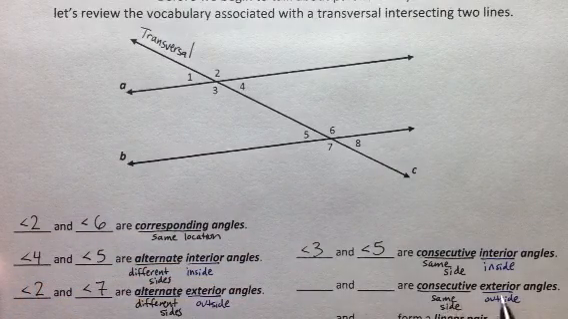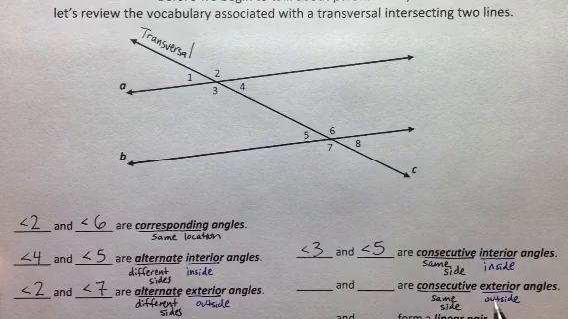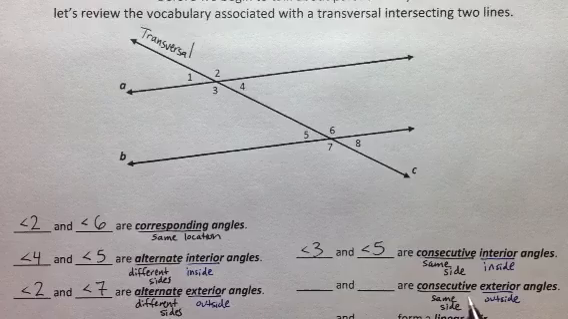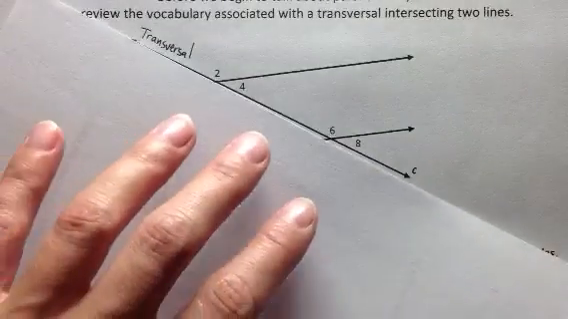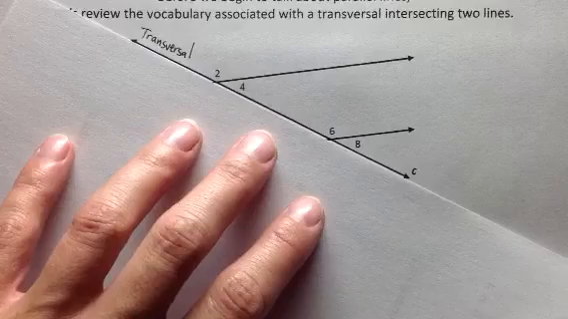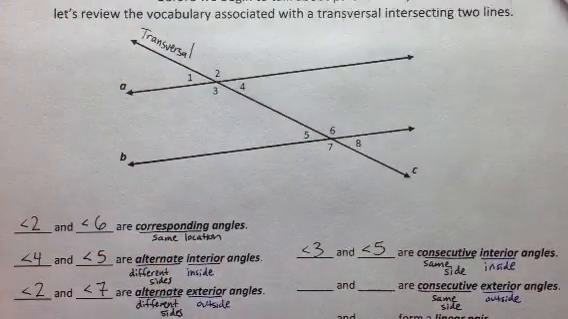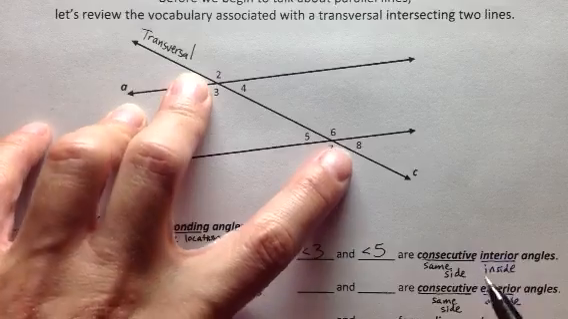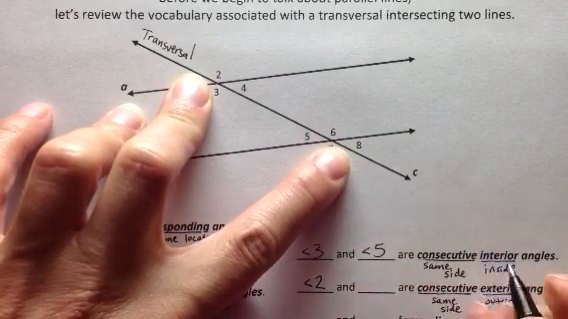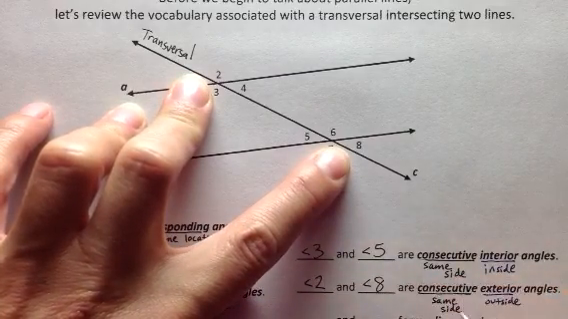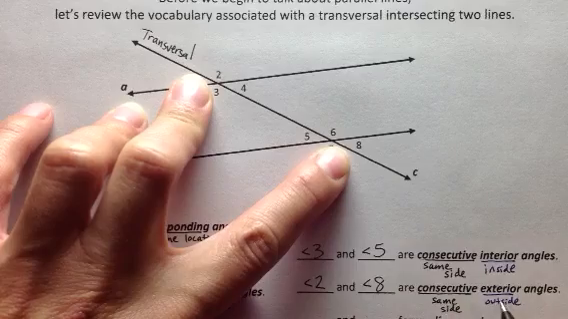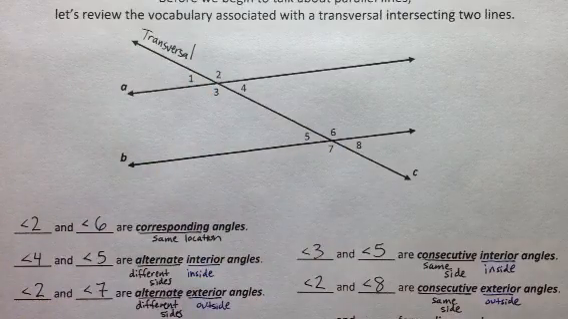Okay, consecutive exterior angles, this time we're doing the same side, still looking at exterior. So consecutive exterior angle, same side would be like 2 and 8 or 1 and 7. Let's do angle 2 and angle 8. Those are consecutive, same side, exterior on the outside.